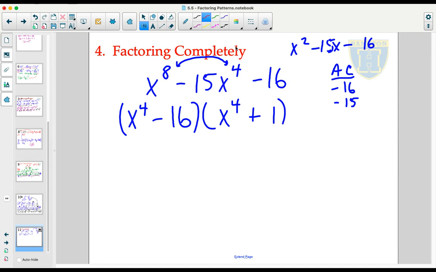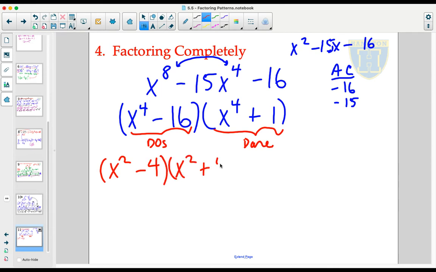I can tell you with some assurance that this is done. I know that the factorization, there's nothing else that I can do to x to the 4th plus 1. It is two squares together, but it is the sum of two squares, not the difference, so we must leave that binomial alone. But looking over here, we can see that this certainly does fall into the category of difference of squares. So we take it to the next line, and we say that the difference of squares for x to the 4th minus 16 is x squared minus 4 and x squared plus 4, and then we have our leftover x to the 4th plus 1.